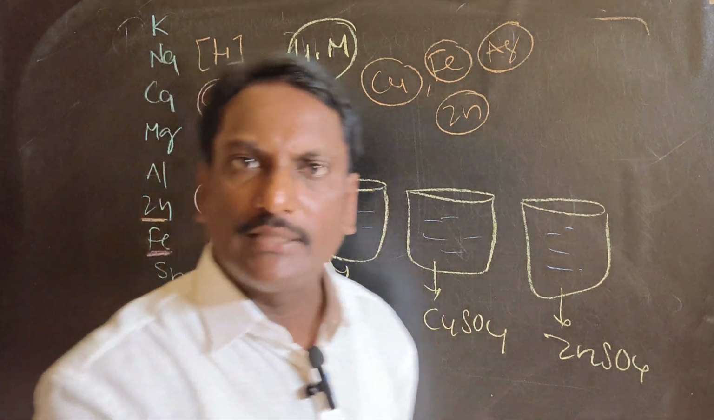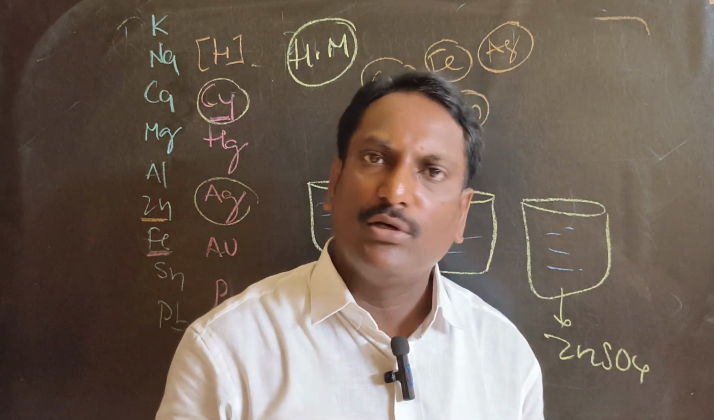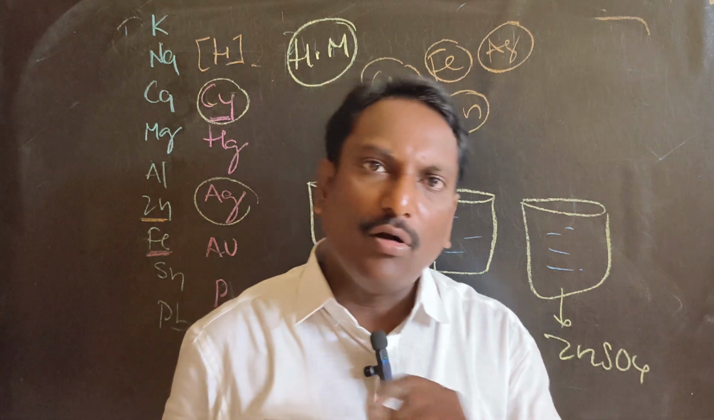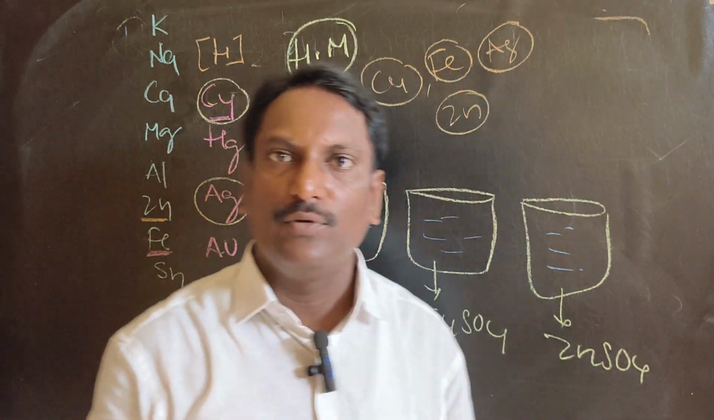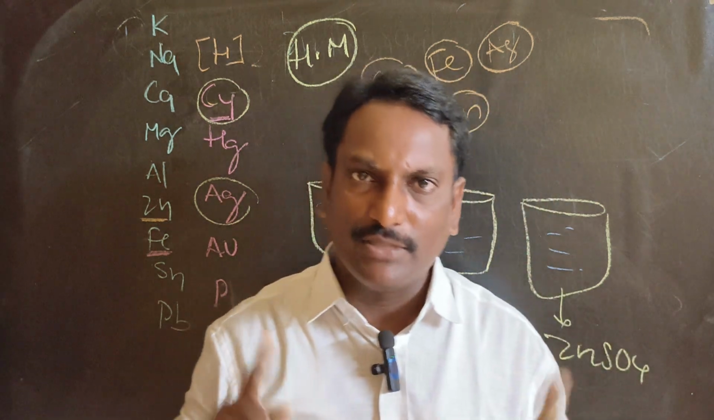In a similar way, drop all these coins one by one in the given solutions and check whether the given reaction occurs or not. If it occurs, write the balanced chemical equation. If it does not occur, write the reason behind that. Okay? I hope you understand displacement reactions, my dear. Is it clear to you?